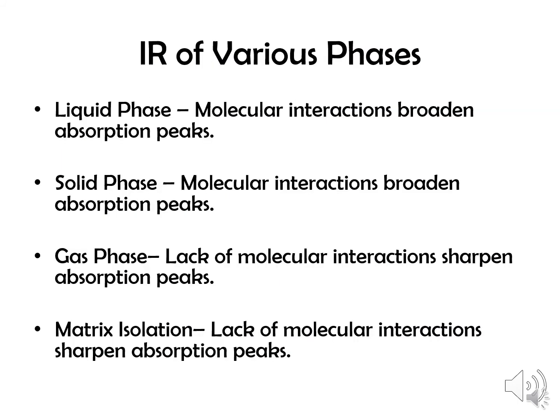Something to keep in mind is that different physical states will have an effect on the infrared spectrum. In the liquid phase, you have a lot of molecular interactions which broaden the absorption peaks. We're going to see more of that later. Solid phase, even more so. Molecular interactions broaden absorption peaks. So you get nicer looking spectra with the gas phase, which lacks molecular interaction and sharpens the absorption peaks, and also matrix isolation, which looks a lot more like the gas phase spectra.